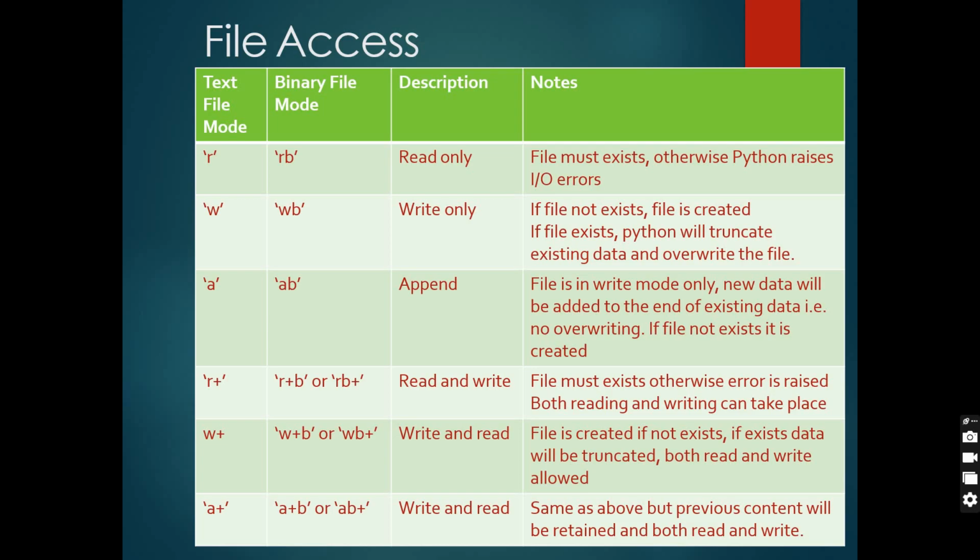So coming to the different modes here. We have a read mode, R. How to open this file? R is the read mode, and RB stands for the binary file mode. W stands for the write text file mode, WB stands for the write binary mode. A stands for the append mode, AB stands for the append binary mode.